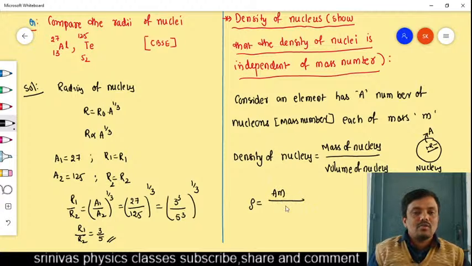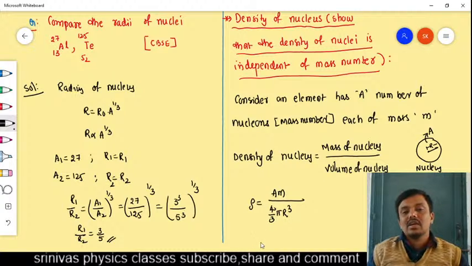What is the volume of the nucleus? Volume we write as 4 by 3 pi R cube. The radius of the nucleus is capital R, so the volume of the nucleus is 4 by 3 pi R cube. Are you understanding this? This is the mass of the nucleus, small m is the mass of one nucleon, A is the total number of nucleons. A nucleons' mass is A m, the total mass of nucleons, which is nothing but the mass of the nucleus. The volume of the nucleus is 4 by 3 pi R cube. Then we can continue now.